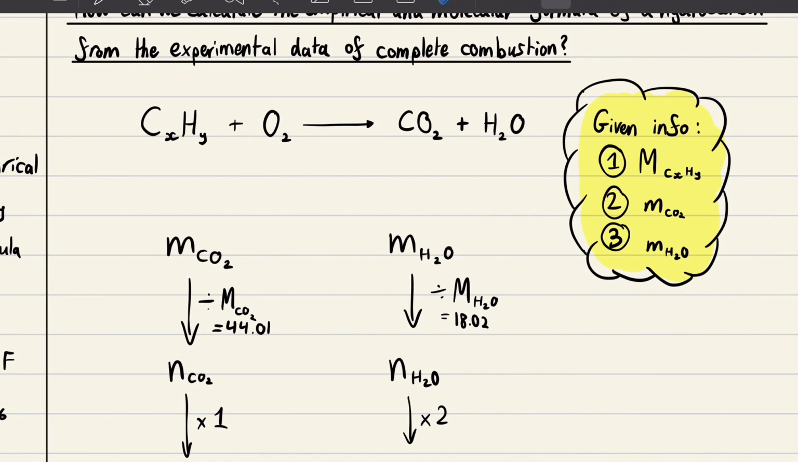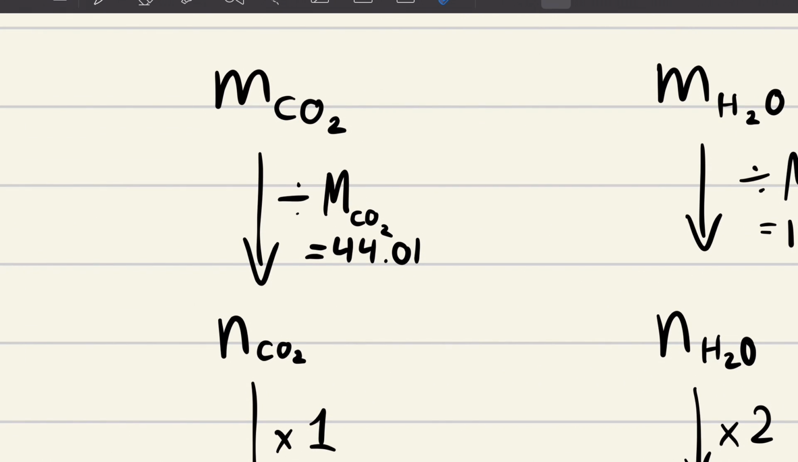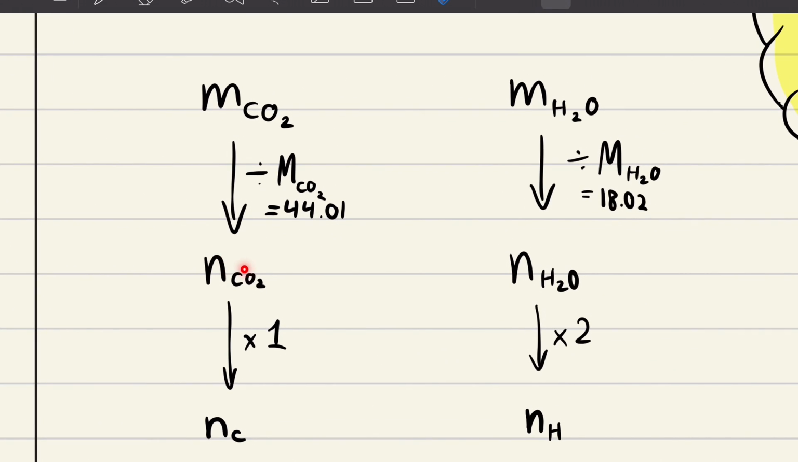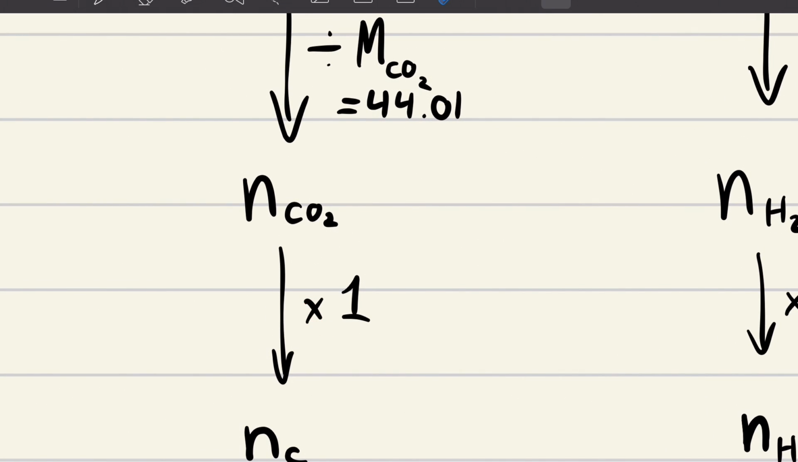So if we take a look at the mass of CO2 produced, we can find the moles of CO2 produced by just dividing the mass by the molar mass of CO2, which is 44.01. And from that, we get the moles of CO2. Now, if we look at the formula for CO2, the ratio between the moles of carbon and the moles of CO2 is 1 to 1, since there's only one carbon in one CO2 molecule. That means that we have to multiply by 1. But no, we don't have to multiply by 1. It's just the same. However, this is just a representation. The moles of CO2 is the same as the moles of carbon.